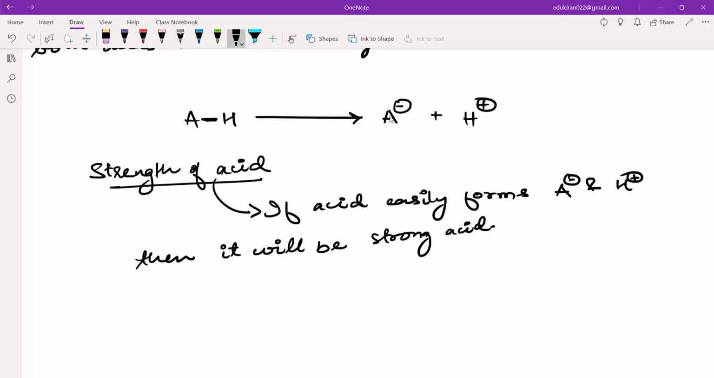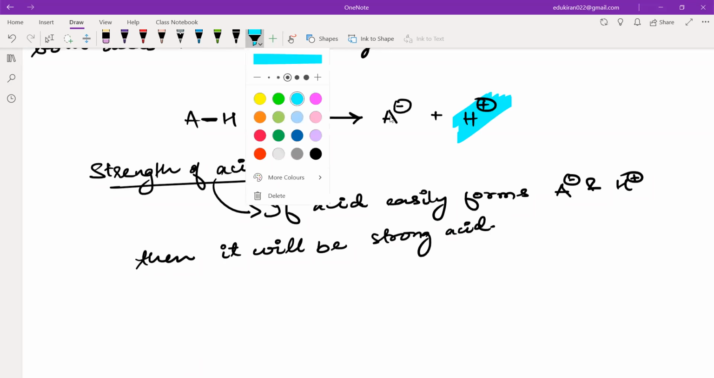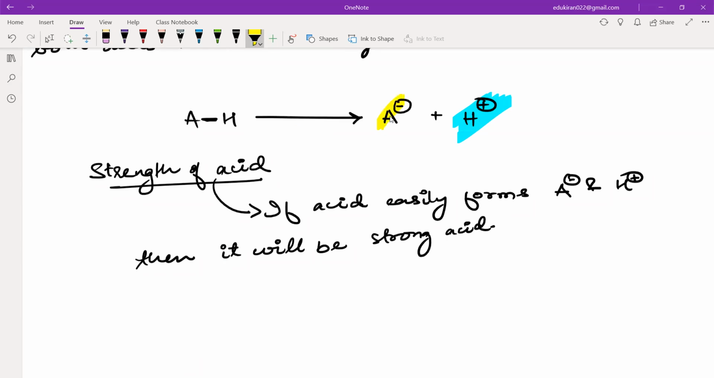Now, all of the acids are going to form H plus. There is no question about that. The only point of difference in acids would be the A negative ions, because H plus is going to be the same for any acid that we take. Correct? Now, what is more favorable for a strong acid? We should form the A negative ions easily. The A negative ion should be easily formed, correct? Yes, sir.